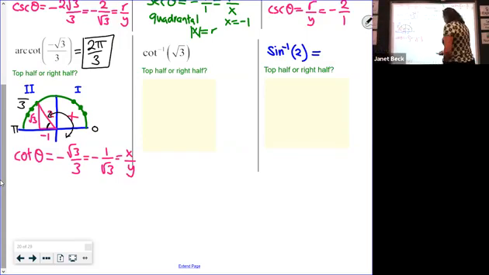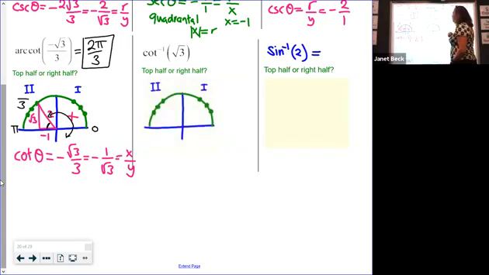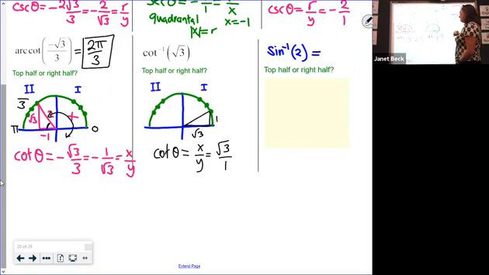Inverse cotangent of the square root of 3. We're looking in the top half. We know that the cotangent of our angle is x divided by y, and it equals the square root of 3. Turn that into a ratio. It's positive, so we're in quadrant 1 this time. Our x is the square root of 3, our y is 1. So that is the angle 30 degrees, pi/6.